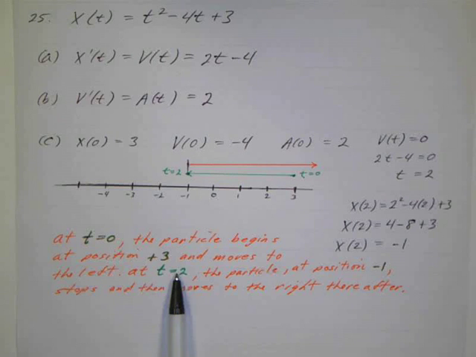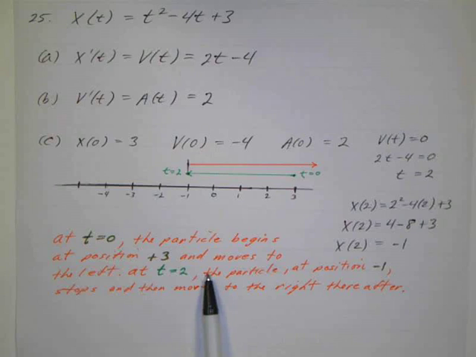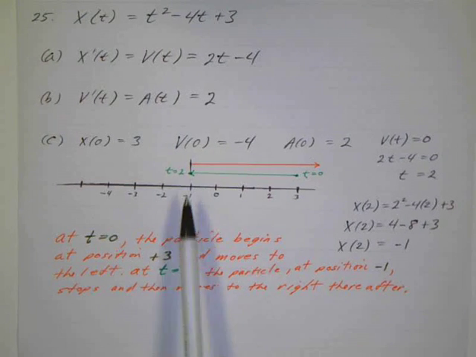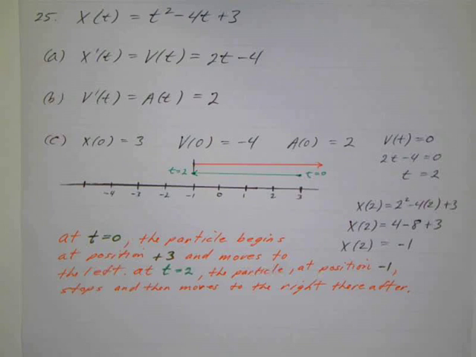At t equals 2, after 2 seconds, the particle at position negative 1 stops, and then moves to the right thereafter. Okay? So think about that. You might want to write that in different words.